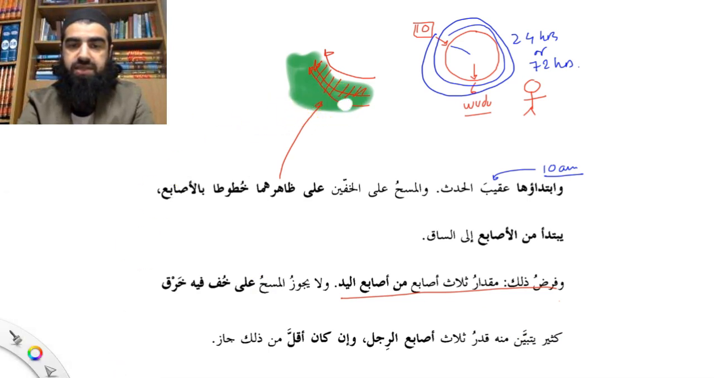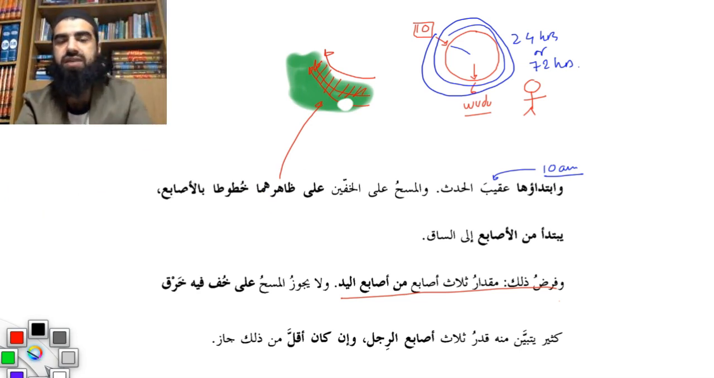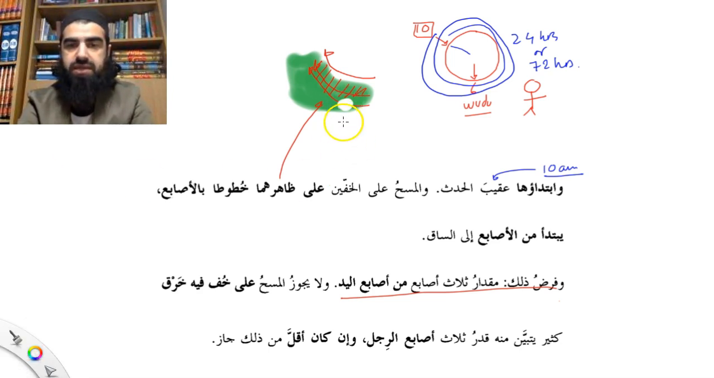Okay, so next, what if a person has a hole in their sock? What size of a hole can you have in your sock and still wipe over it? And what size can't you have? So he says, if a person has a hole that's so big that it's the size of 3 toes of the feet, then you can't wipe over them. So if 3 toes can get into it, you can't wipe over it.